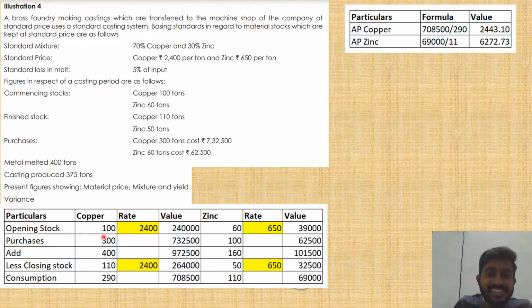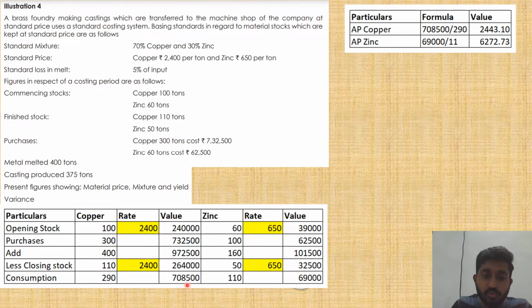Now what are the purchases? Purchases are already given, the value is 7,32,000 and 62,500. Even in the value we are going to do opening stock plus purchases minus closing stock, which will give you the value of the consumption, or the value of the actual quantity. Now the value of the actual quantity is there, and the actual quantity is also there. So the actual price per unit can easily be found.